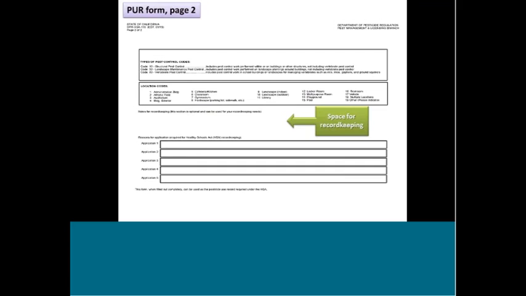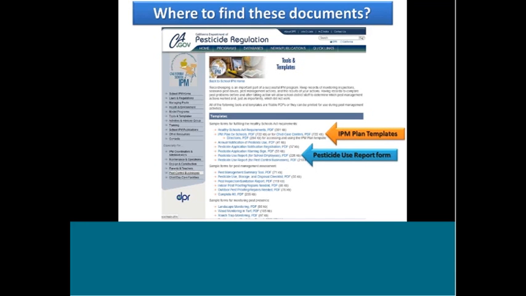Remember, keep records of all pesticide applications for 4 years. You must keep records from contracted pest control businesses, but you do not submit pesticide use by contractors in your report to DPR. The IPM plan templates for both child care centers and school districts and the pesticide use report form are all available on DPR's school IPM website on the Tools and Templates page.